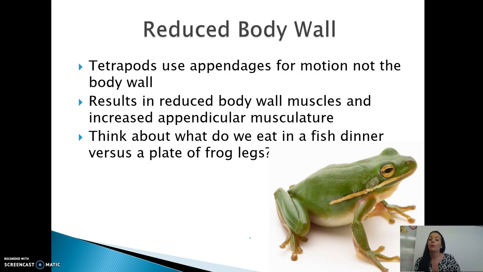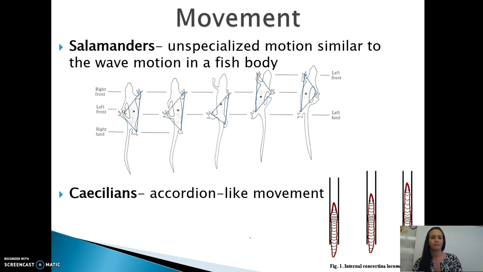So think about it. When we eat fish, right, we eat the body of the fish. When we eat frogs, we're not eating any part of their body except their legs, which is where all their muscles are for movement.